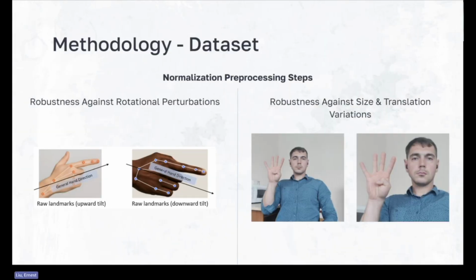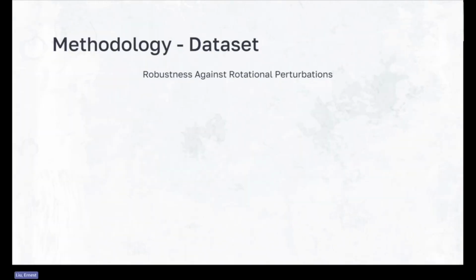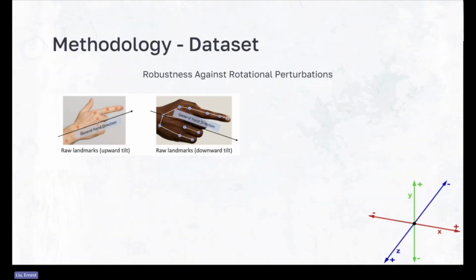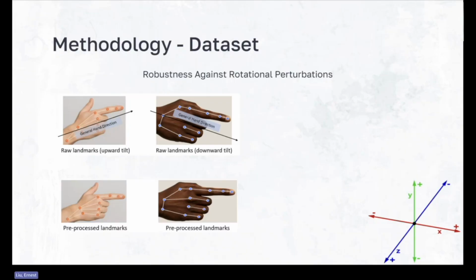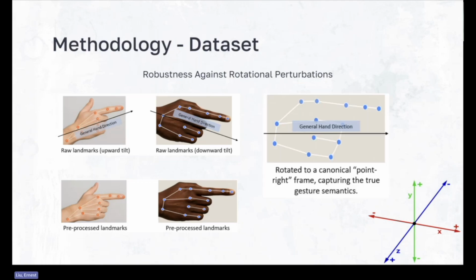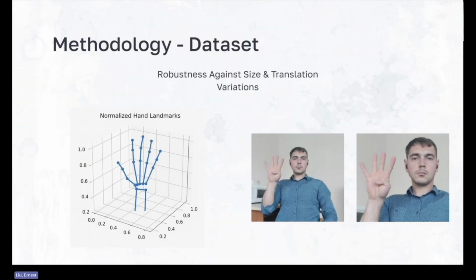We also perform normalization pre-processing steps to remove variations caused by rotation, scale, and translation. So to handle random orientation changes, we aligned each hand to a canonical direction. This reduces viewpoint sensitivity and ensures consistency across samples. So this figure over here shows how two slightly rotated versions of the same gesture are aligned to a common frame, and after normalization, they map to nearly identical landmark structures. To make the model invariant to different hand sizes and positions within the frame, we scale each sample to a standard size, a 1 by 1 by 1 unit cube, and recenter it.